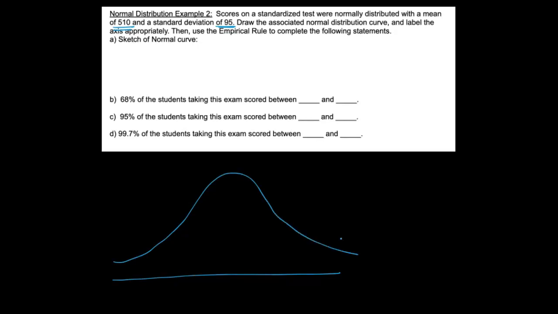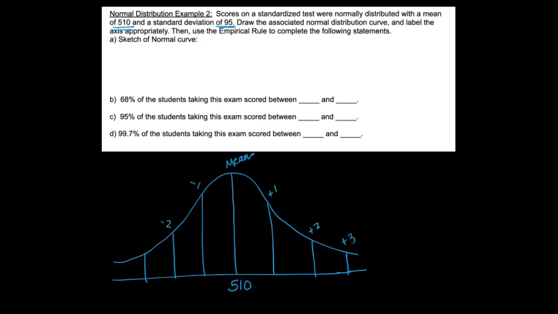So I sketch my normal curve as best I can, and then I put a line down the middle, and that always indicates where the mean is. So since the mean is 510 for the standardized test, I put 510 in the middle. And then I always draw my lines for standard deviations, and I usually draw 3 on the left and 3 on the right. I'll put +1, which would be 1 standard deviation above, +2, 2 standard deviations above, and then +3, 3 standard deviations above, and then a -1, a -2, and a -3, and those are the standard deviations below average.